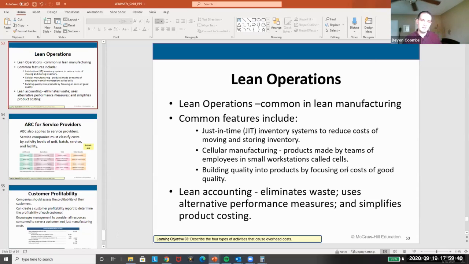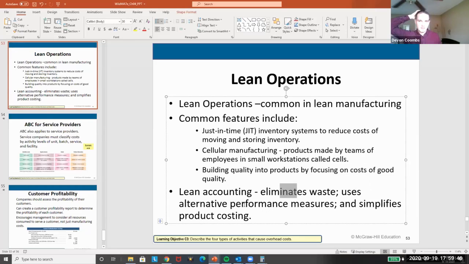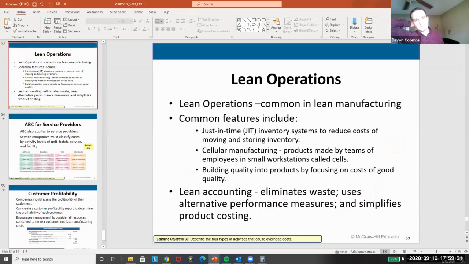That's the idea of lean accounting and lean operations, is to eliminate the waste, don't have a bunch of inventory, use alternative procedures, and simplify the product costing method. So there's lean operations, lean accounting. The lean accounting is the same as, if we found activity-based costing and the overhead rate were pretty close, just use the overhead rate. Like, let's just use the quickest method possible that's going to get us the best answer we can.